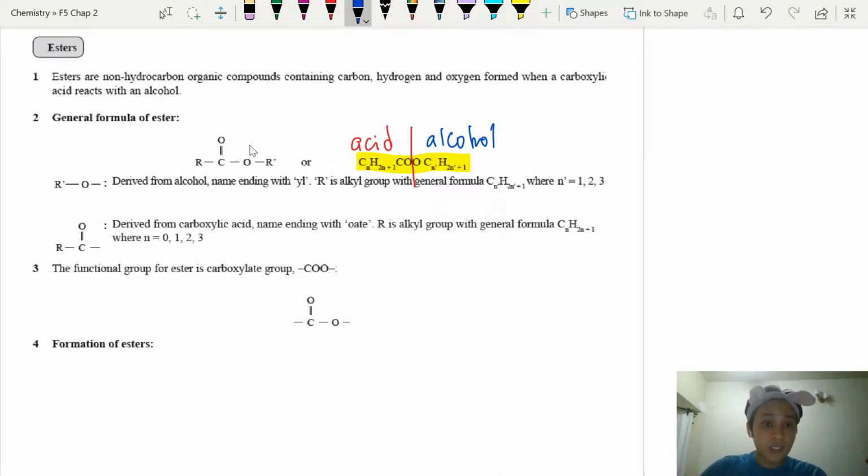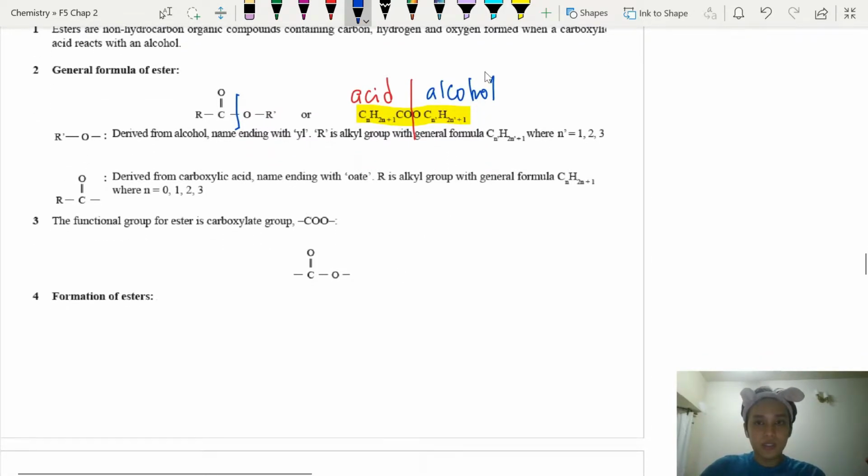If you are looking at the structure, it is easy. You just cut in the middle here. But when it's in molecular formula, remember, please do not cut at the wrong part. You're supposed to cut in the middle here, and normally the front part is the acid and the back part is the alcohol. Then remember the naming: the alcohol name must be in front, the acid name must be at the back. So that is it. Carboxylate group, remember this is the functional group, the C double bond O, O.